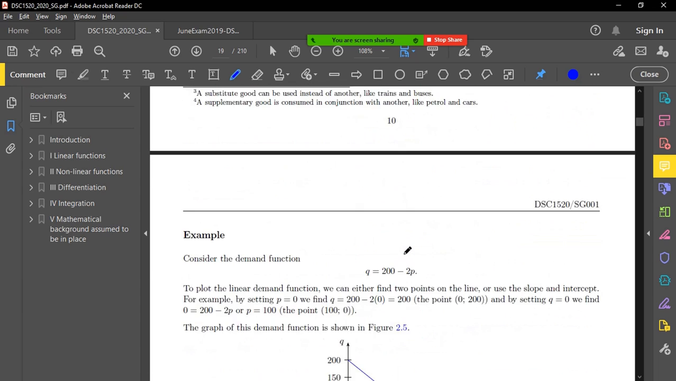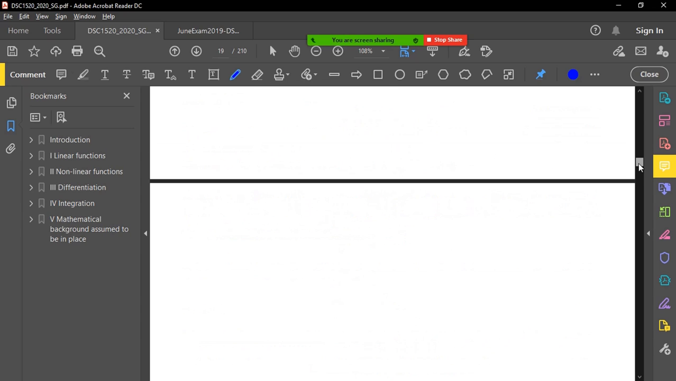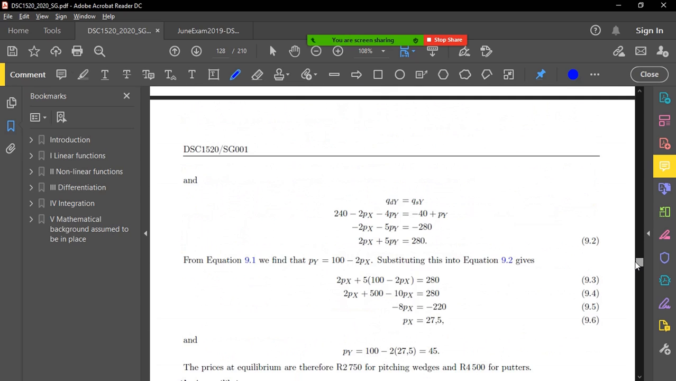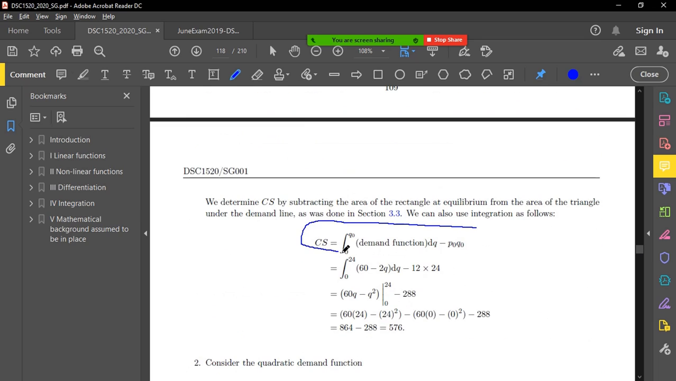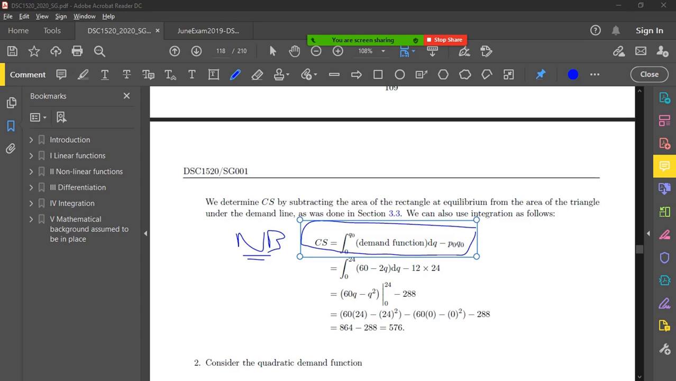But equations like the ones we saw earlier, consumer surplus, producer surplus, non-linear functions, those ones you need to write down. If you've done that, then that's good. That will obviously help you when you're looking at different questions. The key is knowing which equations to apply when.